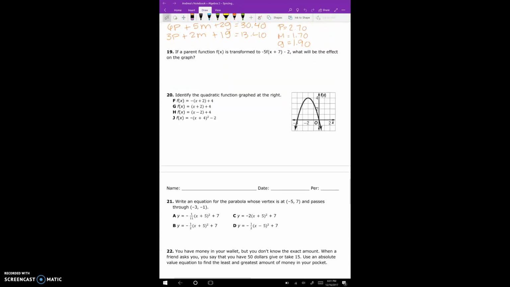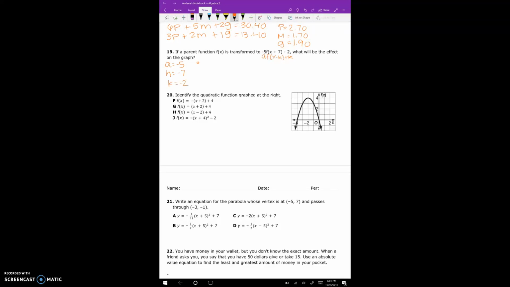Moving on to number 19, if a parent function is transformed to -5 times f of x plus 7 minus 2, what would be the effect on the graph? So these type of transformations always occur in the same way: A times f of x minus h plus k. So that means A is -5, H is not 7, but -7 because that sign switches. And then K is -2.